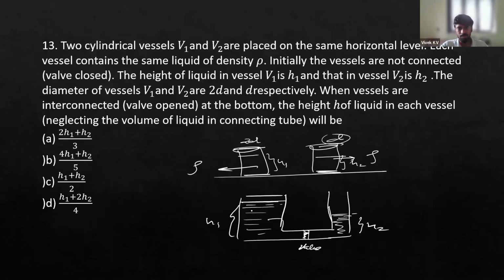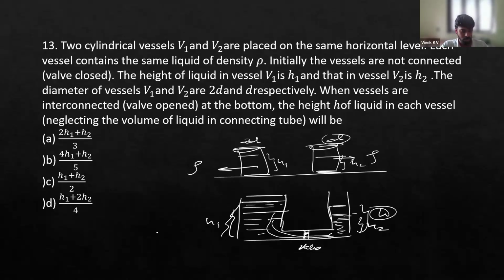Now, when vessels are interconnected and the valve is open at the bottom, what is the height h of the liquid in each vessel? Generally we know that water is going to flow from the higher level to the lower level. The flow will continue till the water level on both the surfaces reaches the same height. So, after opening, let us assume that the water level is h for both. We neglect the volume of the liquid in the connecting tube, because the connecting tube is considered to be very small here.